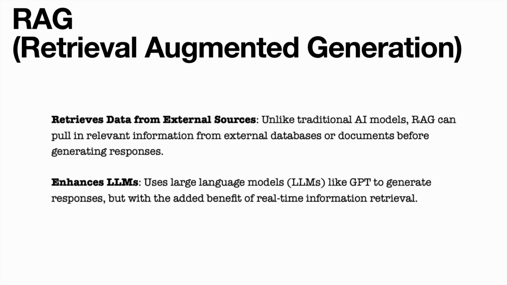So what it does basically is retrieve data from external sources. Unlike traditional AI models, RAG can pull in relevant information from an external database or documents before generating responses. It enhances the LLMs. It uses large language models like GPT to generate the response, but with the added benefit of real-time information retrieval.